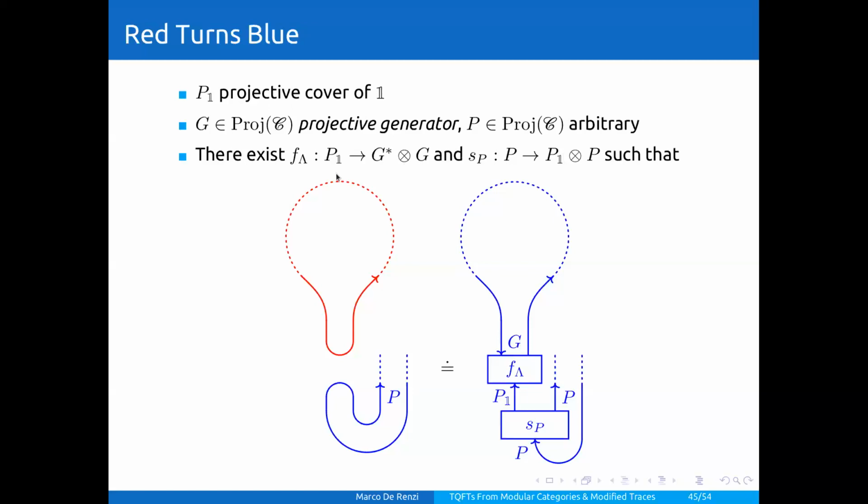And then starting from P1, you can implement the integral of the coend as a morphism from, instead of going from the tensor unit to the coend, you go from the projective cover of the unit to this kind of object of which the coend is a quotient. And then you can do everything on the blue part. This computation will give you exactly this one.